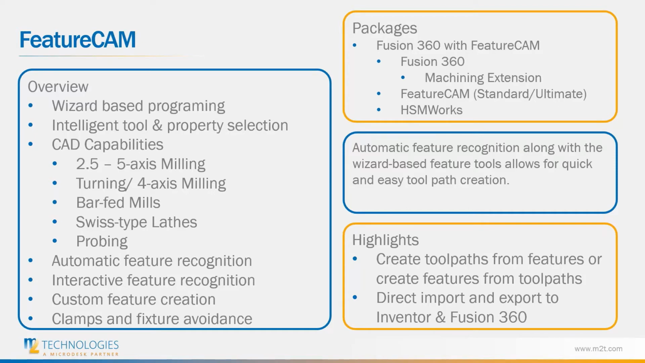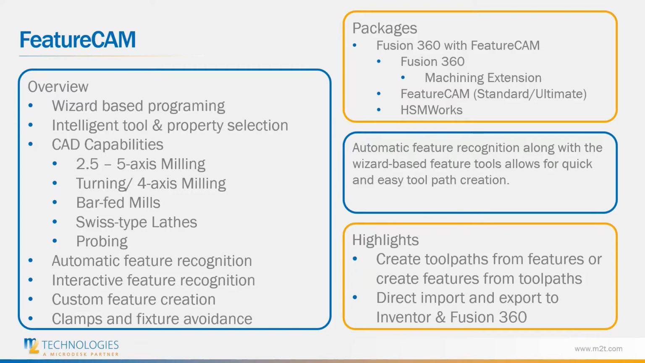So FeatureCAM is available in the Fusion 360 with FeatureCAM. This is the only purchase option for FeatureCAM at the moment, but it comes in a standard or an ultimate version. The differences in those two versions are solely with FeatureCAM, and both packages include Fusion 360 with the machining extension and HSM Works.